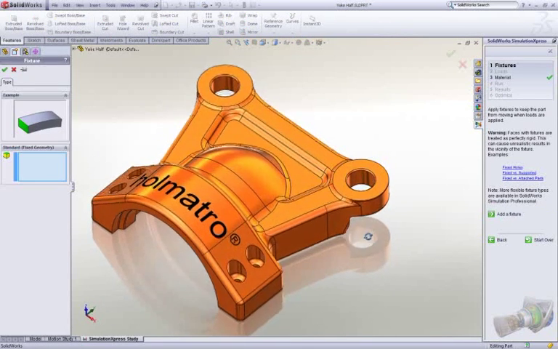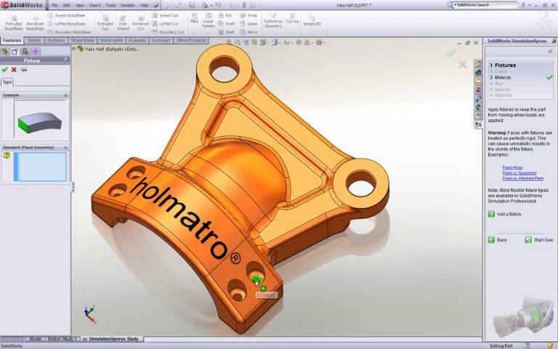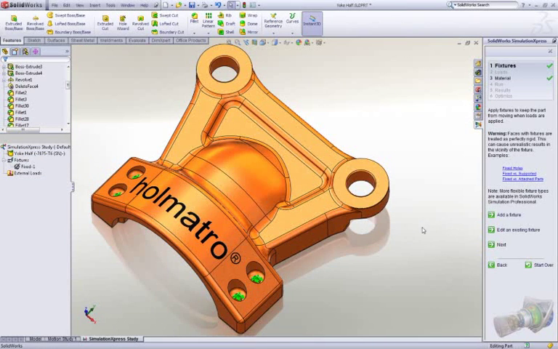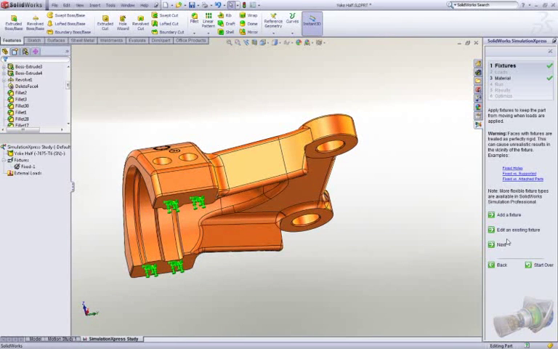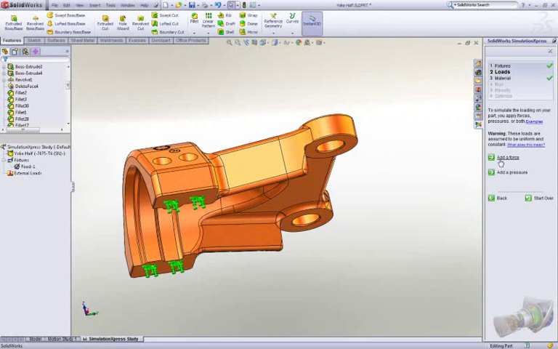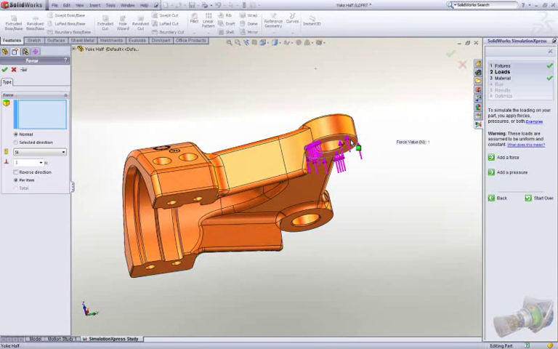You set up the model just like you would when doing an experiment in the lab. We start by using fixtures to hold a part in place. We make selections just by picking on geometry. It couldn't be simpler. We then apply loads to test if our part is going to fail or deflect too much. Visual feedback on the screen makes it very easy to understand how we've set up our test.